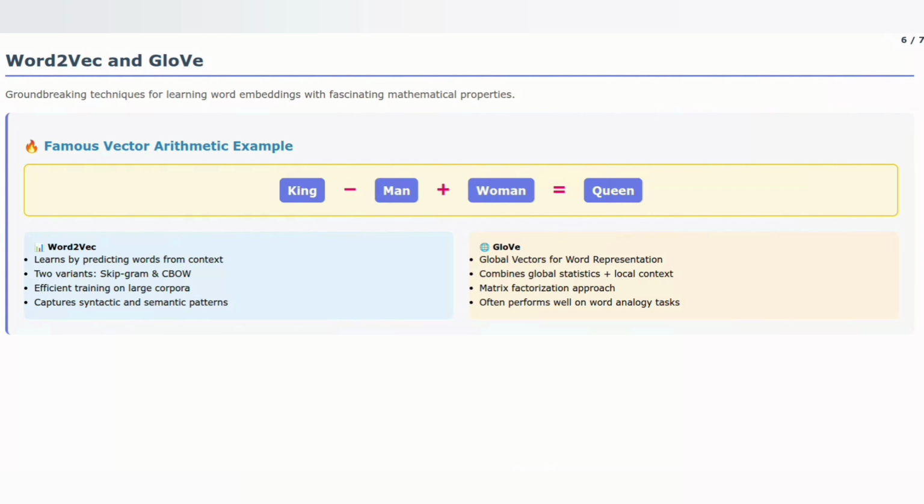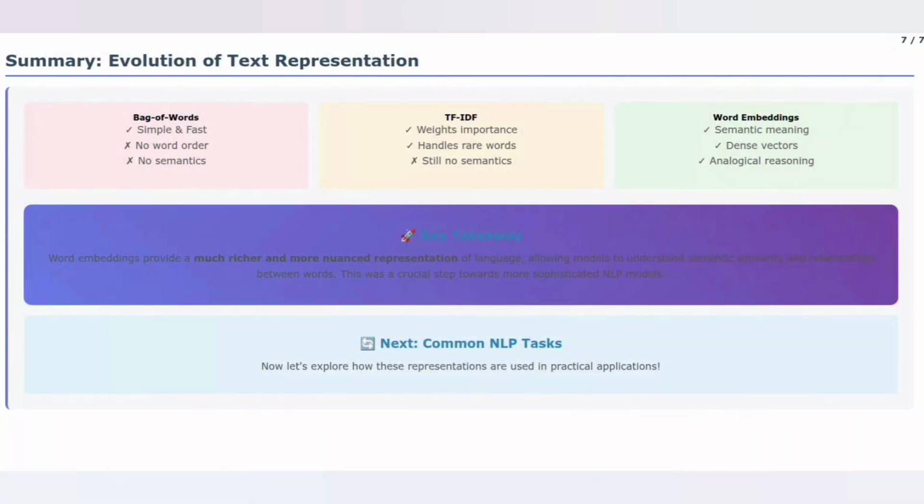Word embeddings provide a much richer and more nuanced representation of language, allowing models to understand semantic similarity and relationships between words. This was a crucial step towards more sophisticated NLP models.